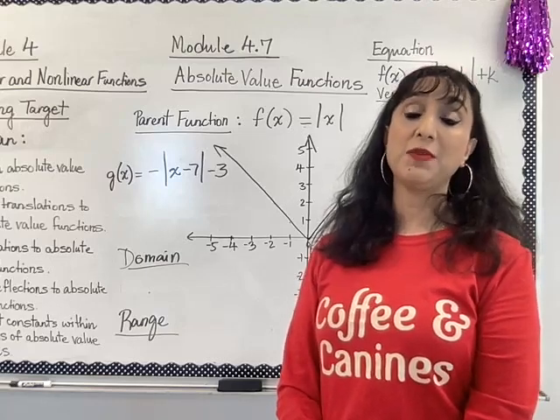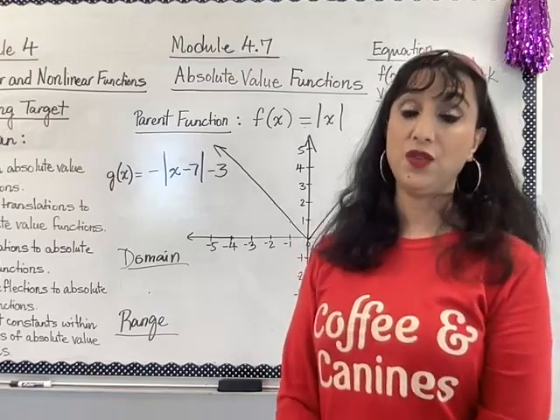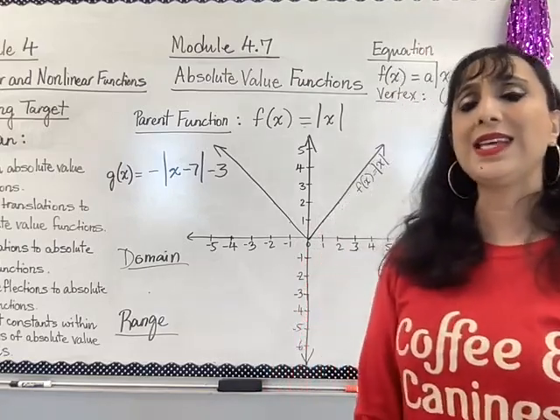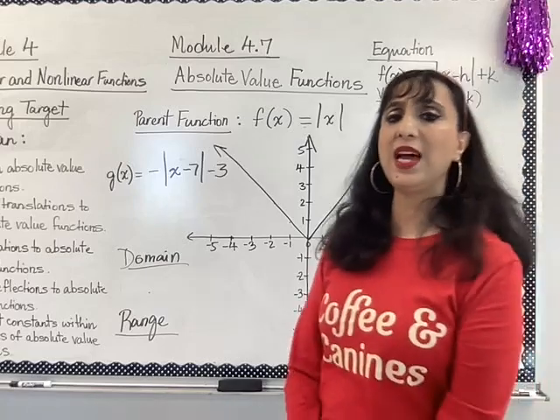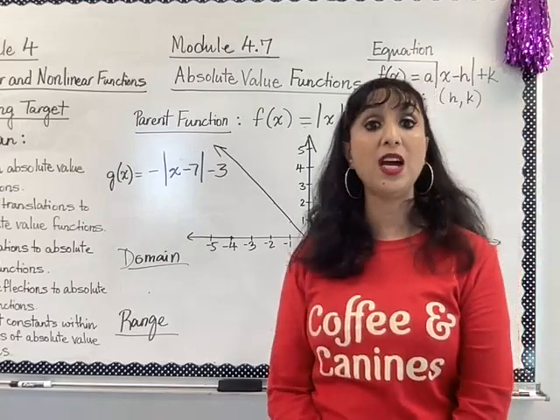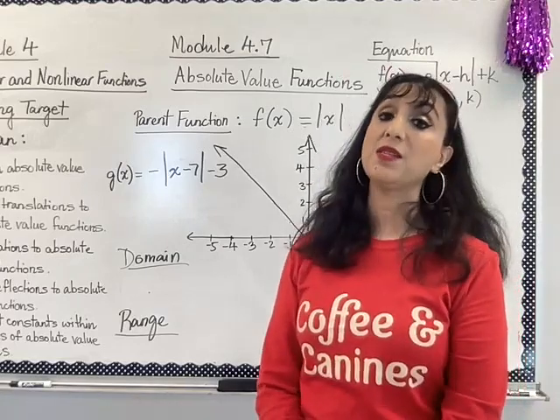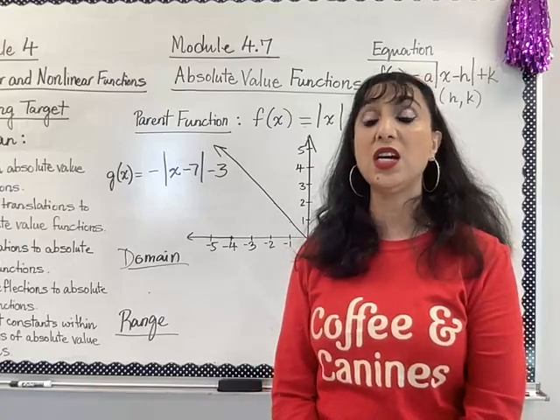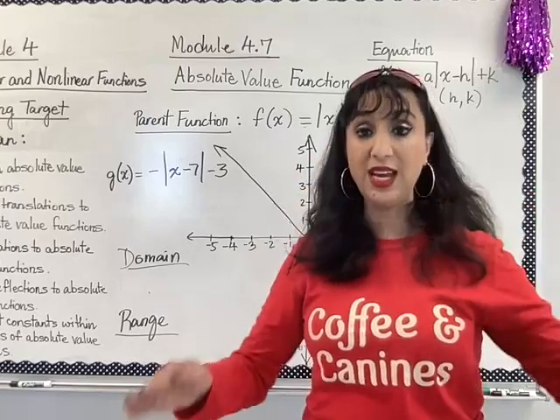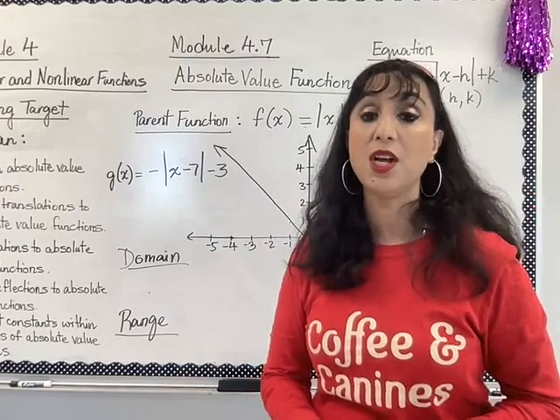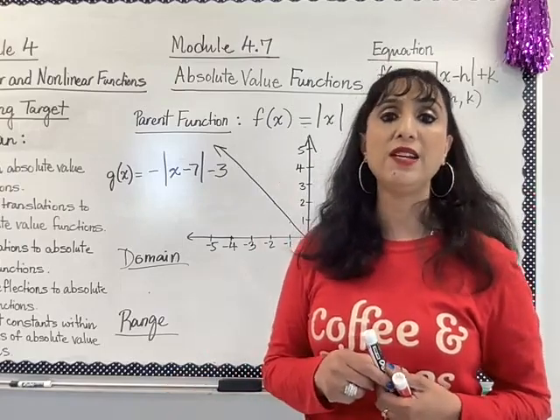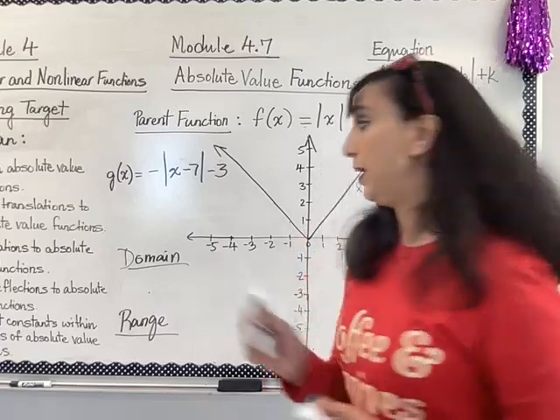The function is absolute value of x minus 7, minus 3. Since I can see the negative sign outside, it's going to be a reflection on the x-axis. That means my graph is going to turn upside down. My V is going to turn upside down. So let's first identify what the vertex will be.